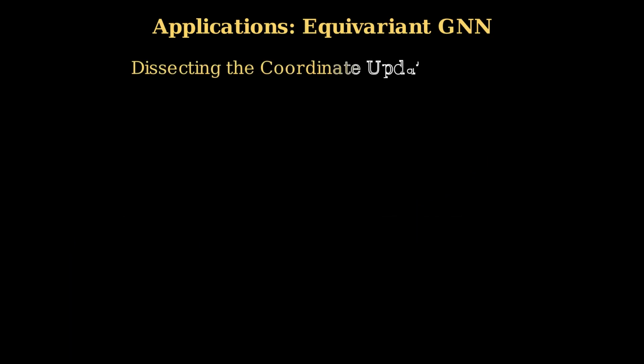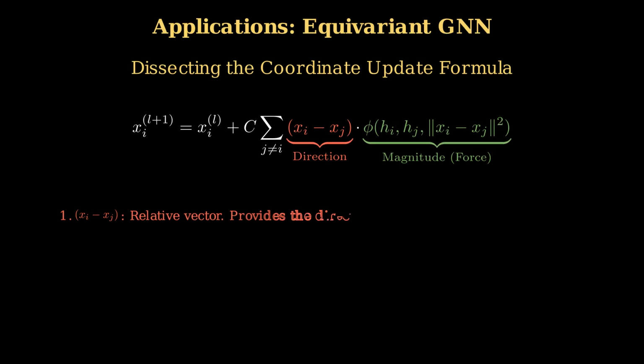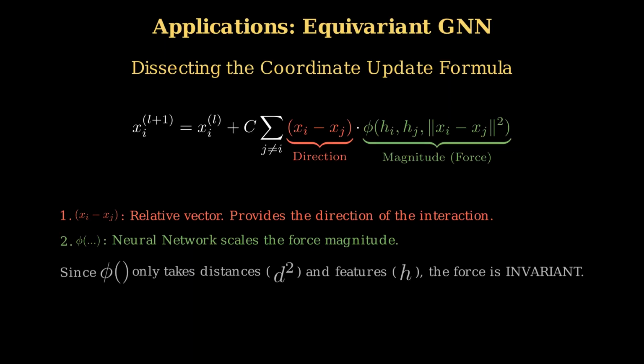Let's dissect the EGNN coordinate update formula. The update has two parts. A relative vector provides direction, and an invariant neural network computes the scalar force magnitude.